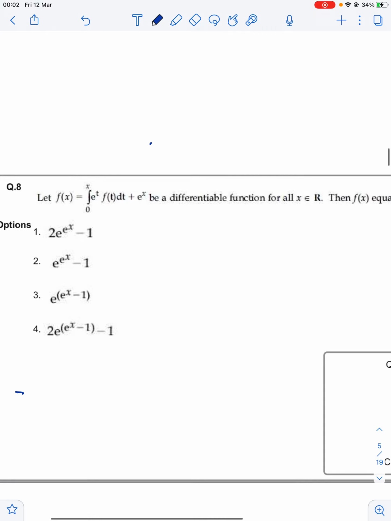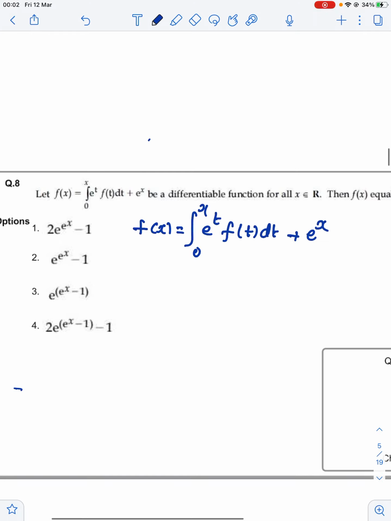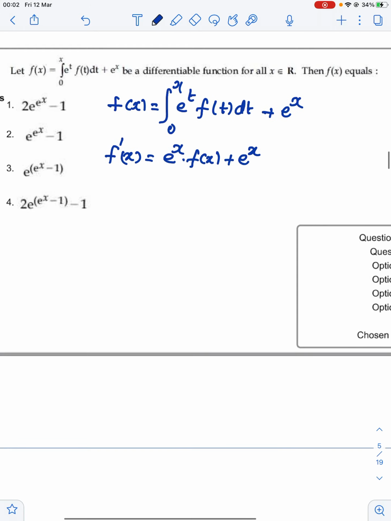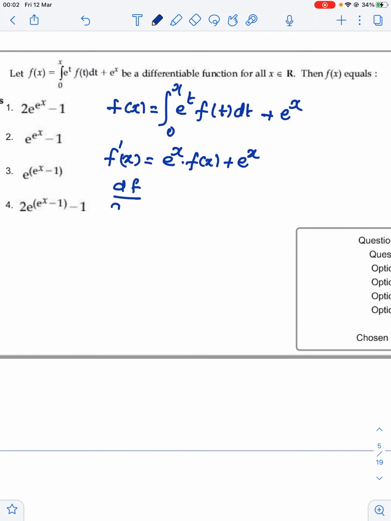Question number 8. Question with the use of the Newton-Leibniz rule. Let us write f(x) equal to the integral from 0 to x of e to the power t f(t) dt plus e to the power x. So if we differentiate with respect to x, f dash x is equal to e to the power x f(x) plus e to the power x. This can be written as df upon dx is equal to e to the power x common, f plus 1. So df by (f plus 1) is equal to e to the power x dx.